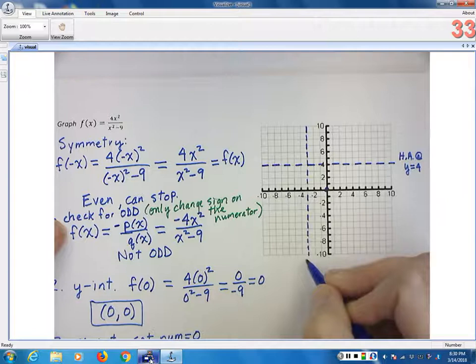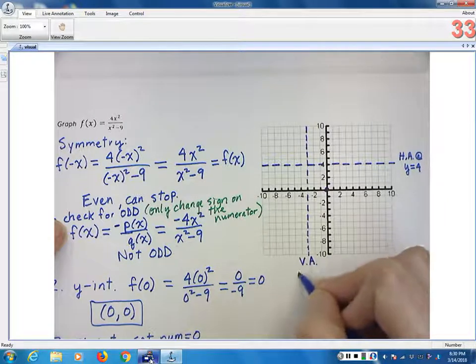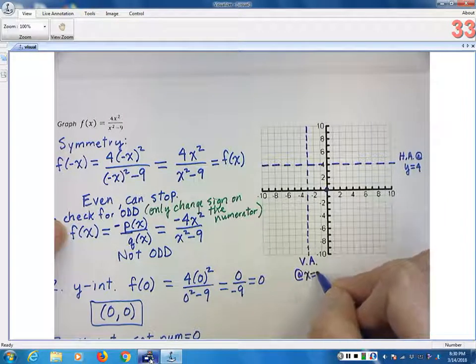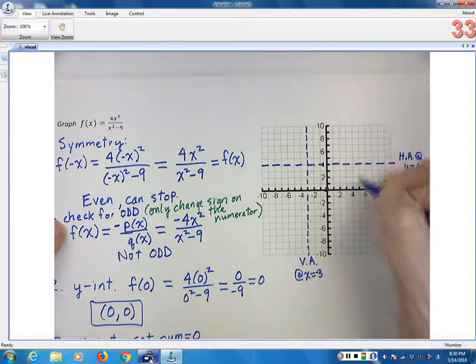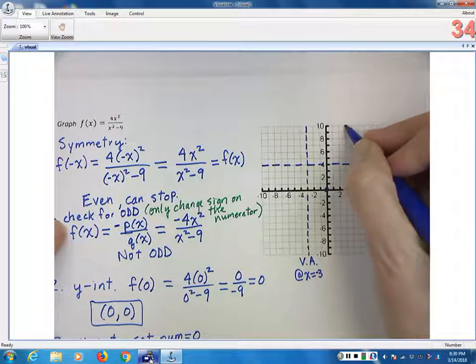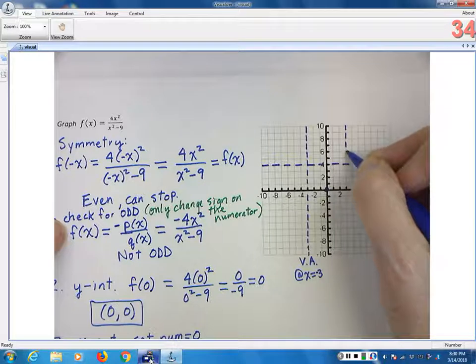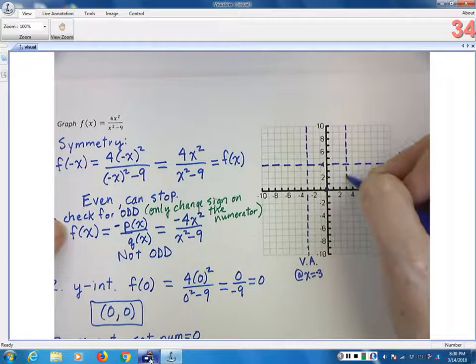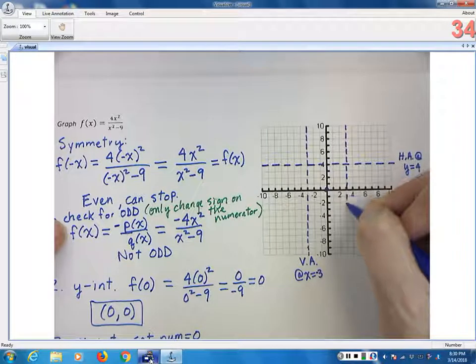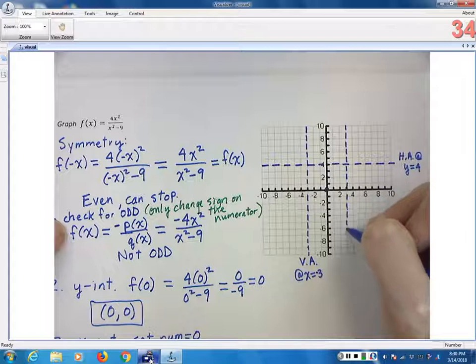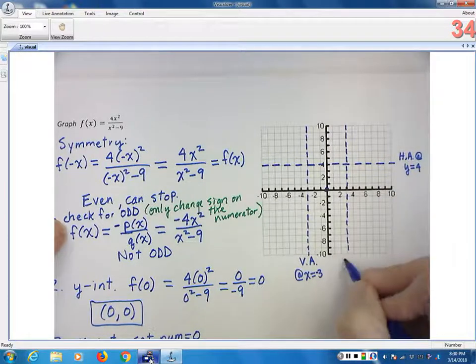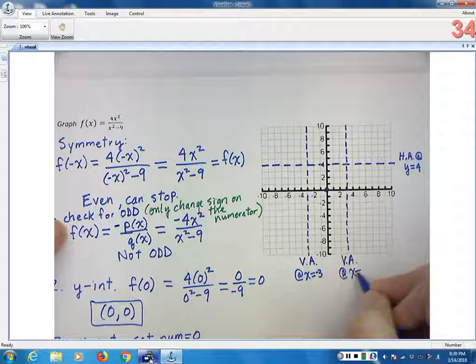And we want to label that as VA at x equals negative 3. And the other one's at positive 3. X equals positive 3. So VA at x equals positive 3.